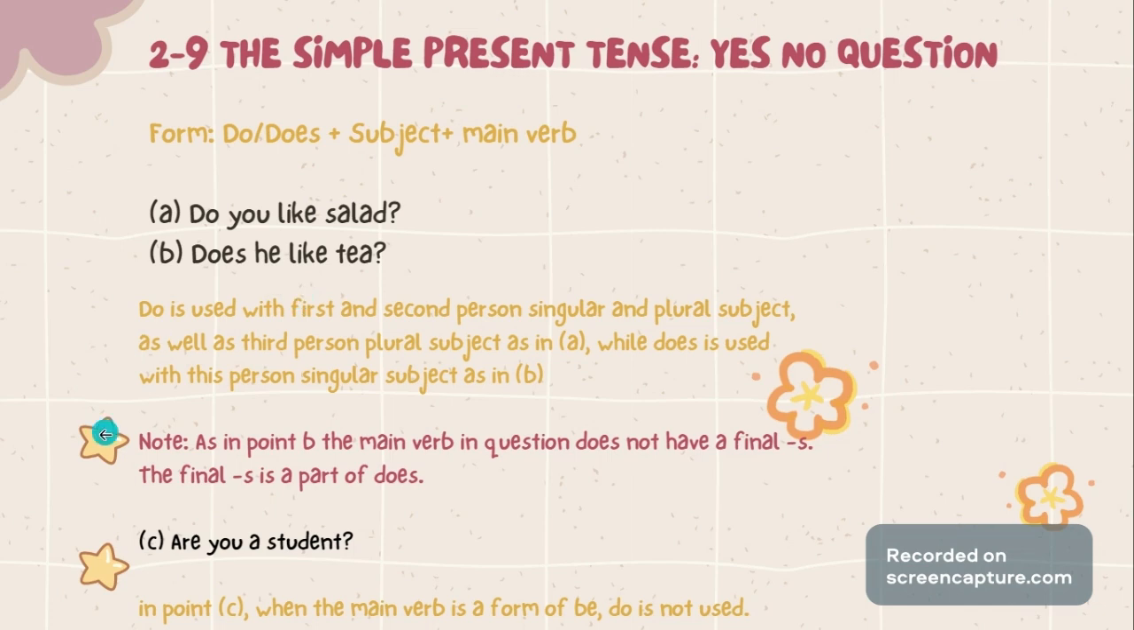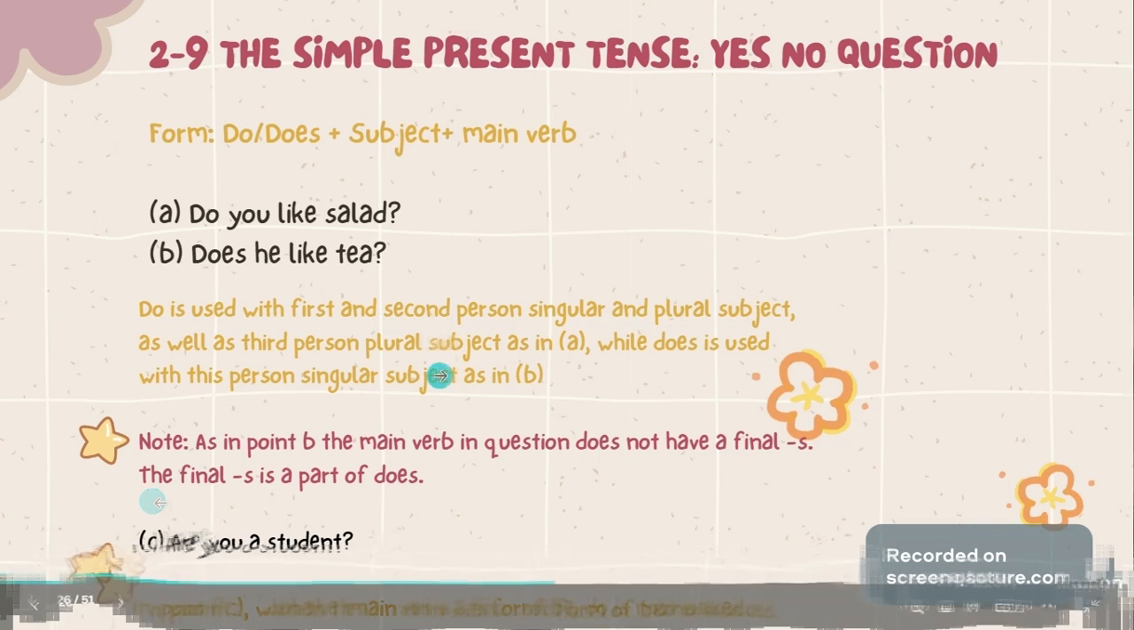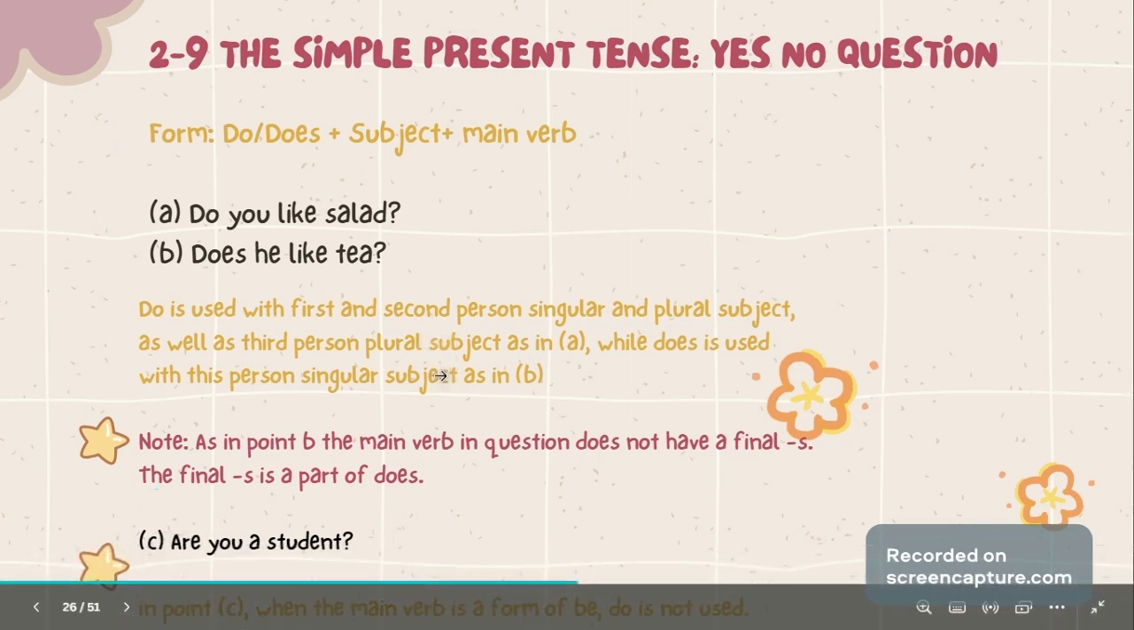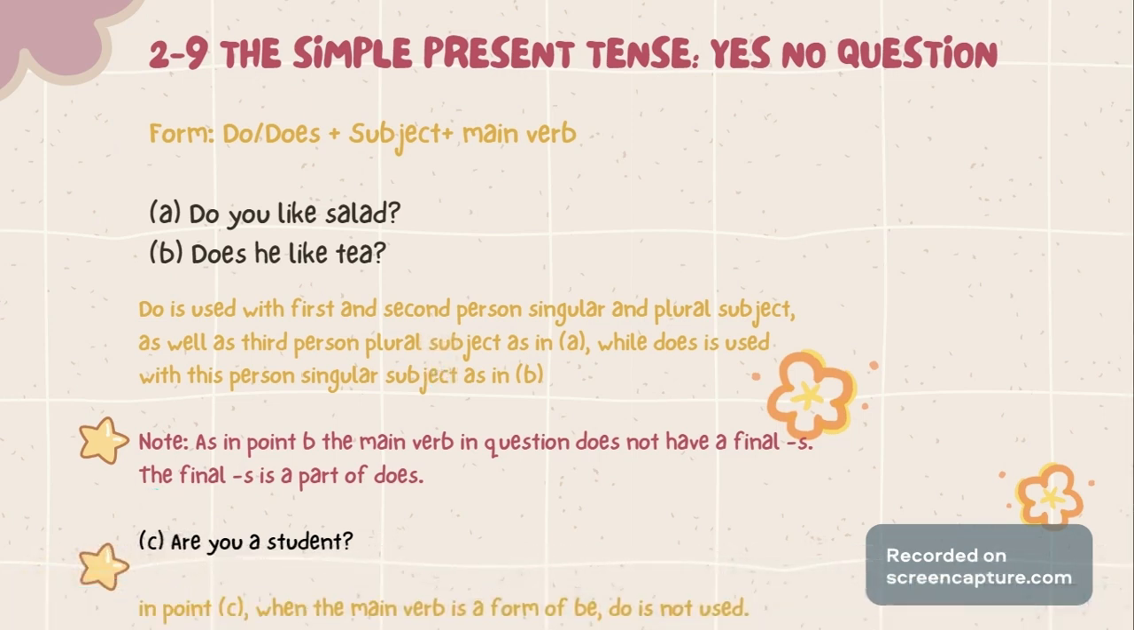Next example, are you a student? In this case, when the main verb is a form of be, do is not used. Because it's an interrogative sentence, we have to use be at the beginning of the sentence, like are. So we don't have to use do. Okay, next.